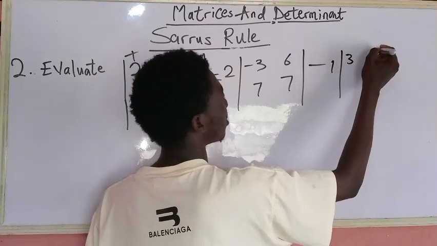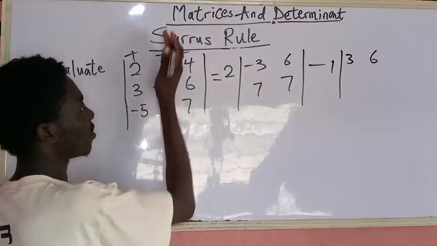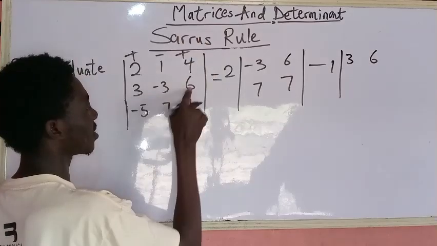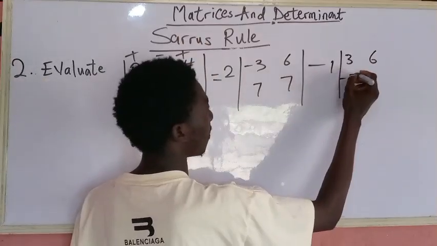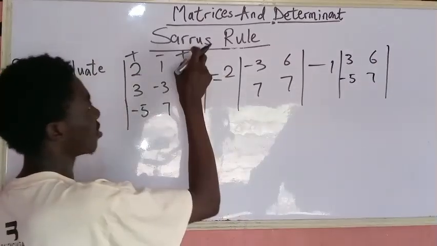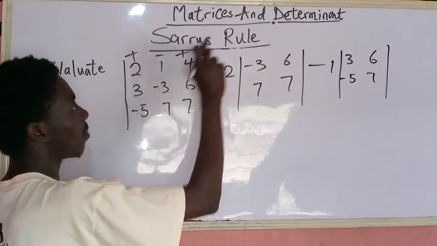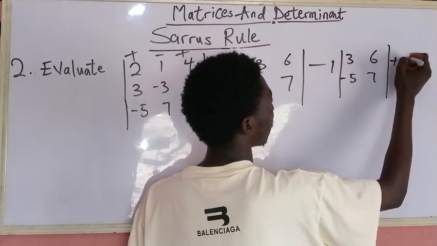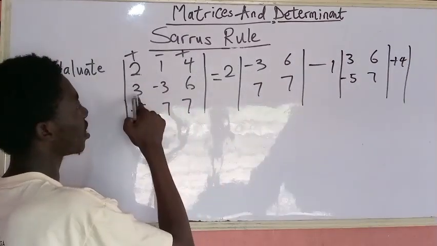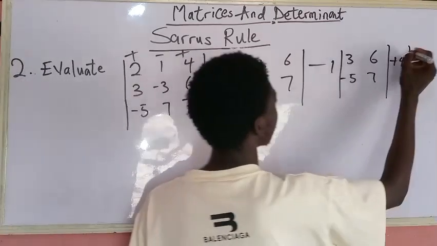So I'll have 3, 6, minus 5, and 7. Because it blocks this column and this row. So 3, 6, minus 5, and 7. Last one. This 4 blocks this column and this row. Plus 4. So that is 3 minus 3 and 5 and 7.